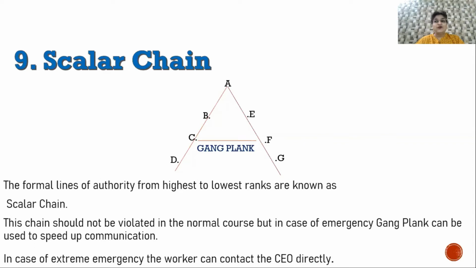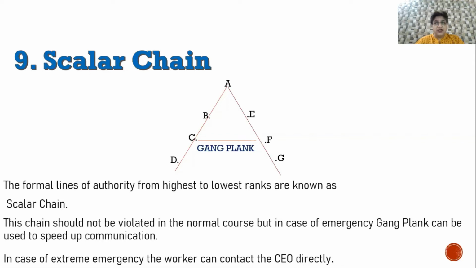Now suppose C wants to talk to E. Can you think how that can be done? Because gangplank has to be on the same level. So either C will talk to B and B will talk to E, or C will talk to F and F will talk to E. So the gangplank has to be in a straight line. Now this cannot be violated in any case.